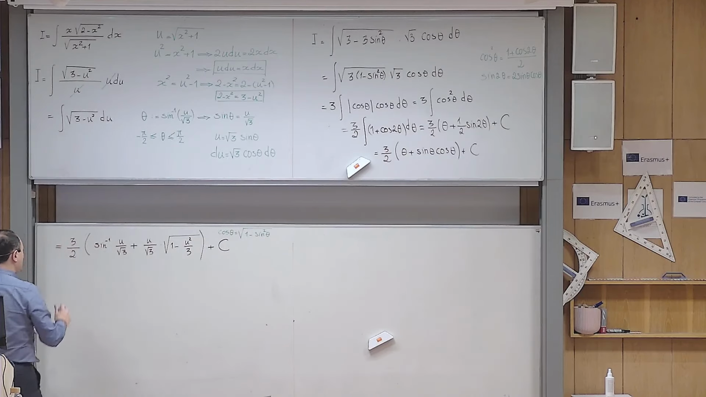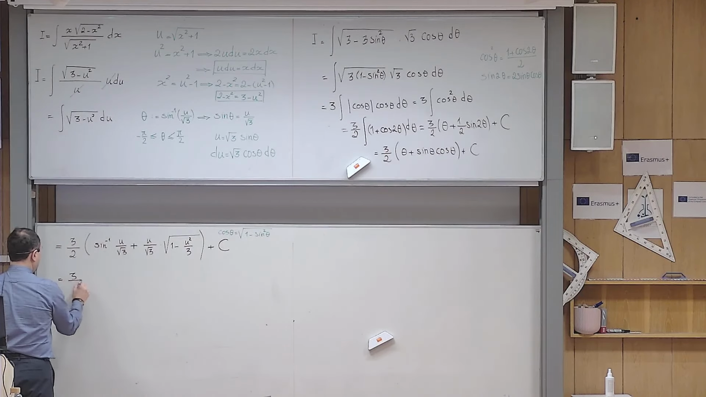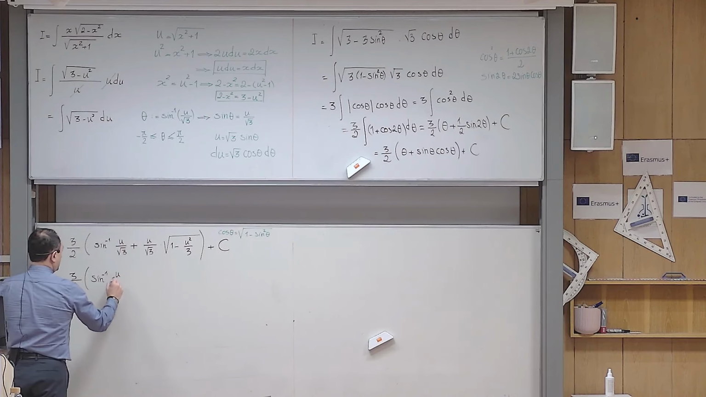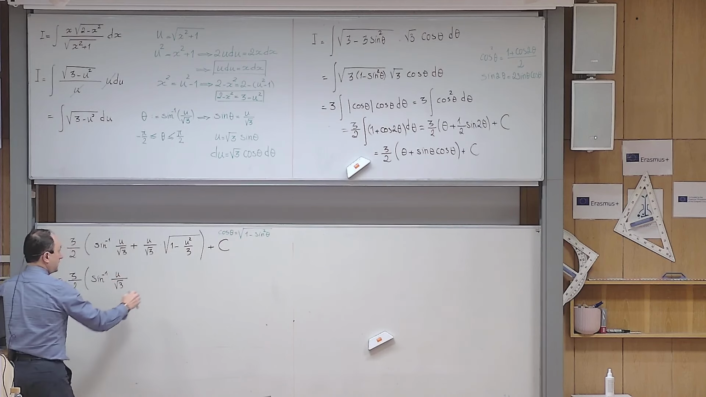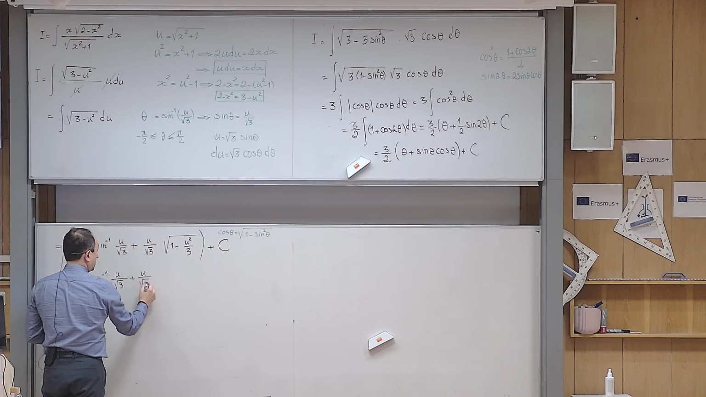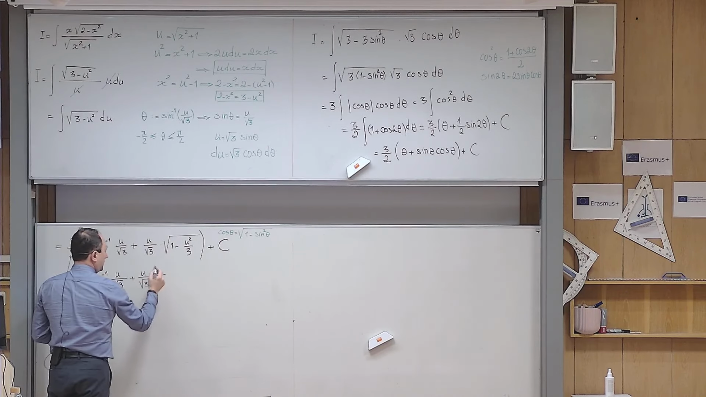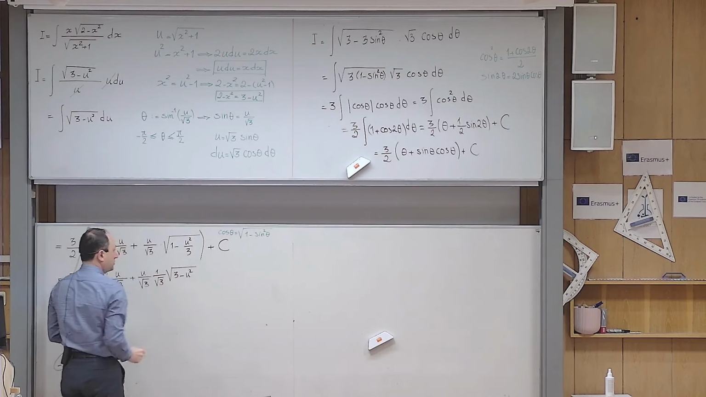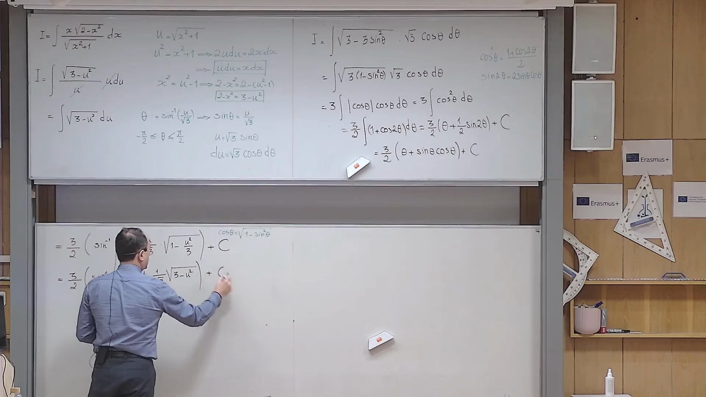Okay, so let me do some simplifications here. So 3/2 sine inverse of u over square root of 3. I factor 1/3 out. So it gives me 1 over square root of 3, and then a square root of 3 minus u squared plus a constant c.